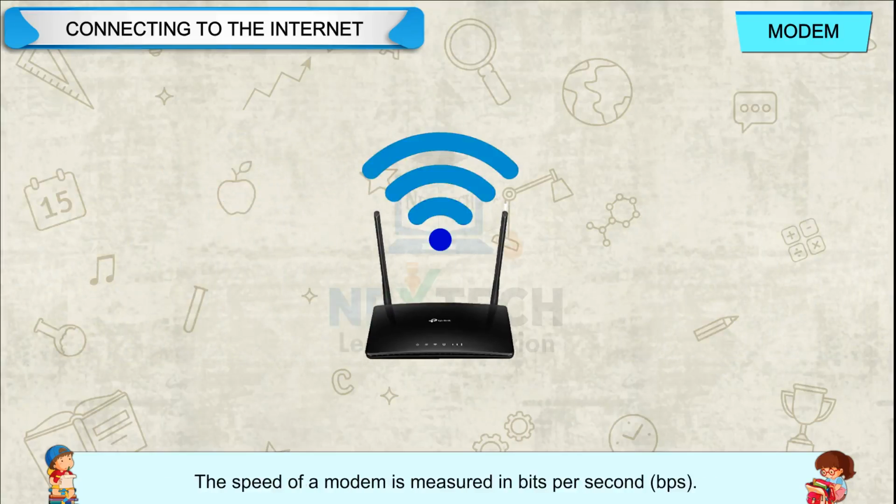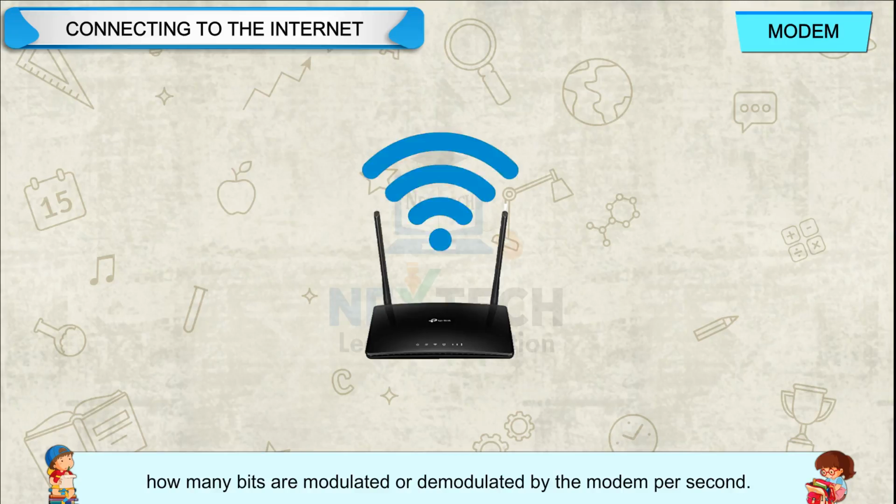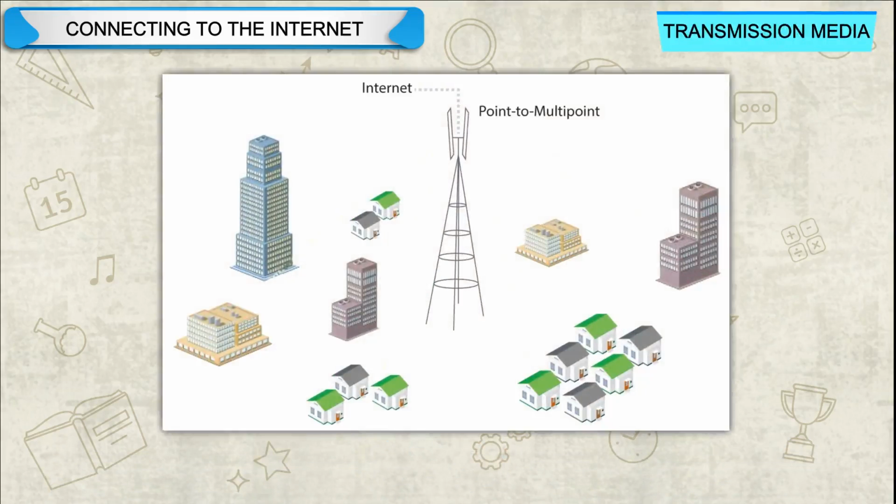The speed of a modem is measured in bits per second (bps). Each binary character, 0 or 1, is called a bit. Modem speed measures how many bits are modulated or demodulated by the modem per second.